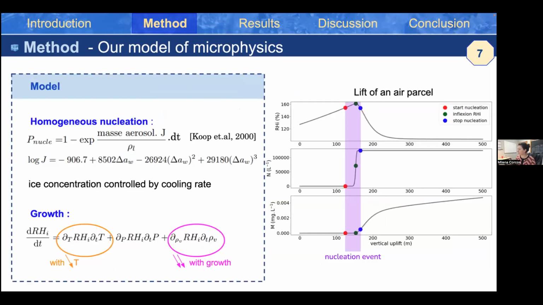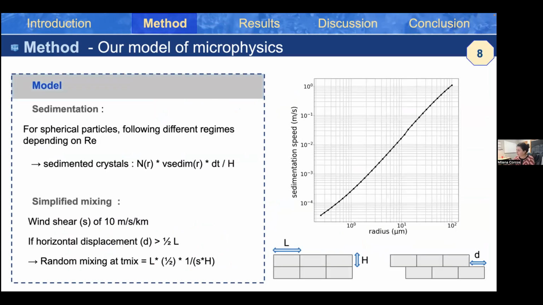So this slide is to represent how we have homogeneous nucleation in our model, but I will just sum it up by saying that, as you know, it's very sensitive to the changes in relative humidity and therefore very sensitive to the cooling rates. But on the other hand, I'm going to describe a bit more how we represent the sedimentation, as it's a bit more customized.